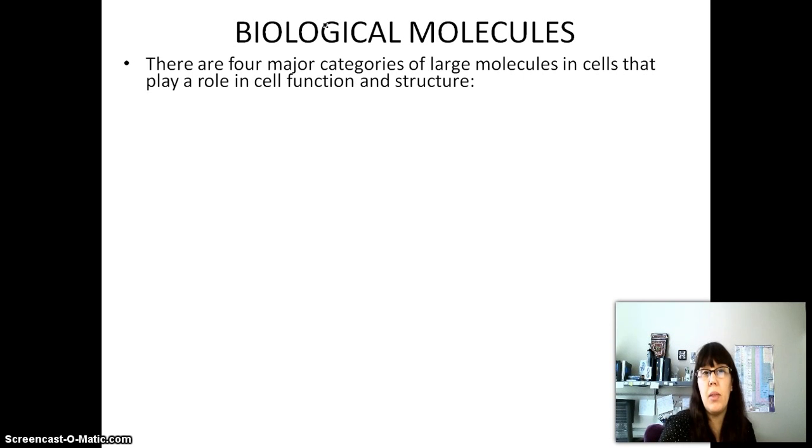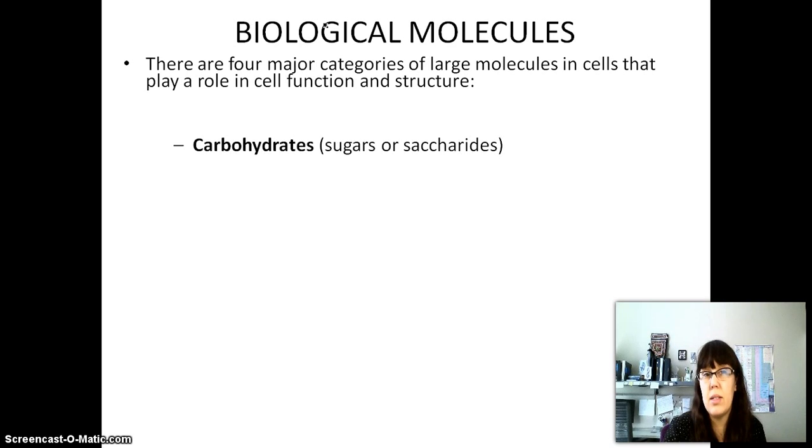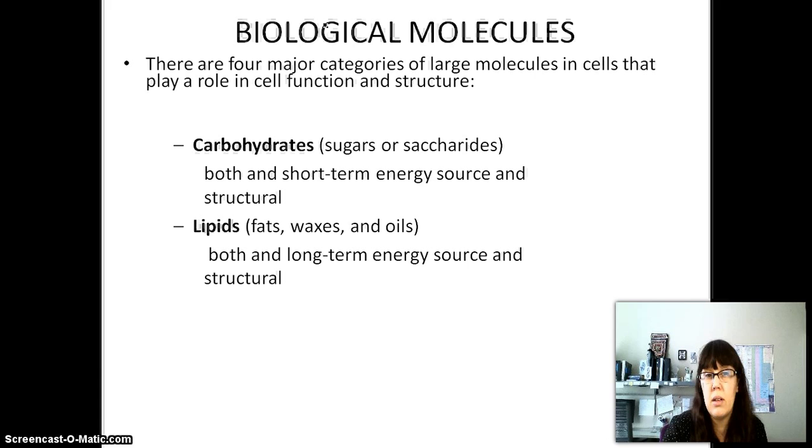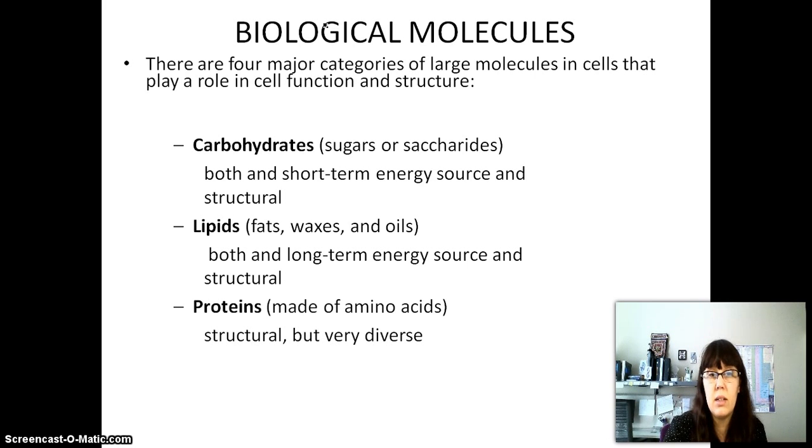So let's talk about the more important biological molecules. There are 4 categories. These include carbohydrates, lipids, proteins, and nucleic acids.